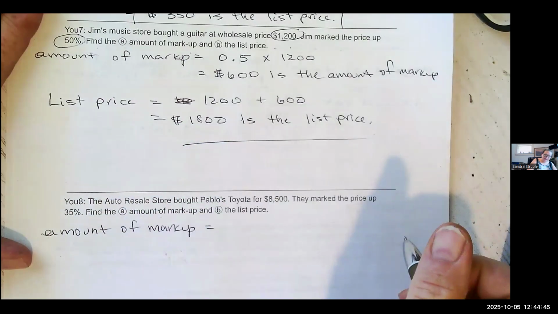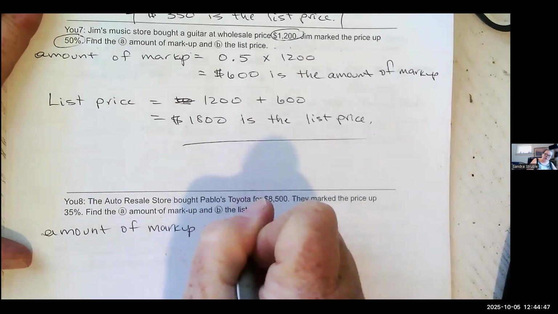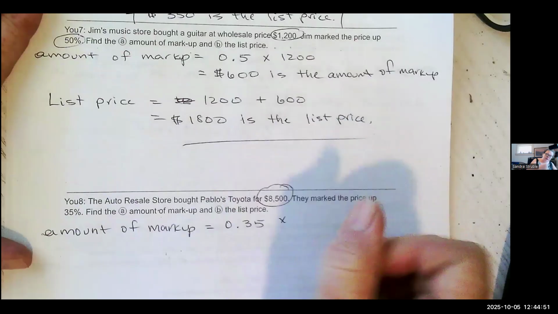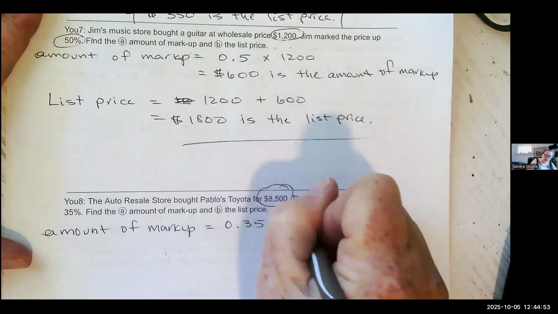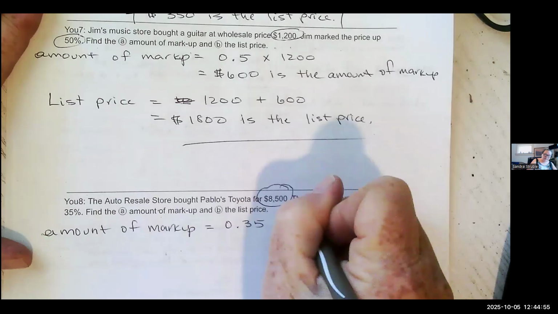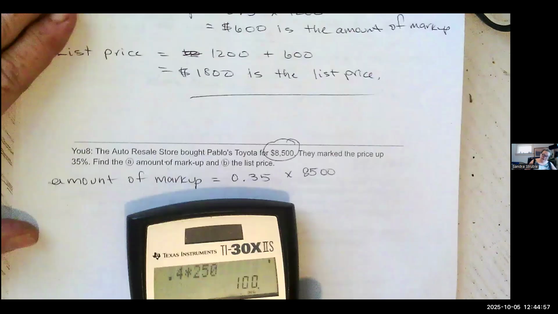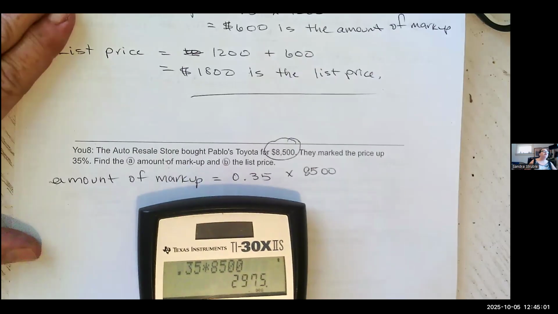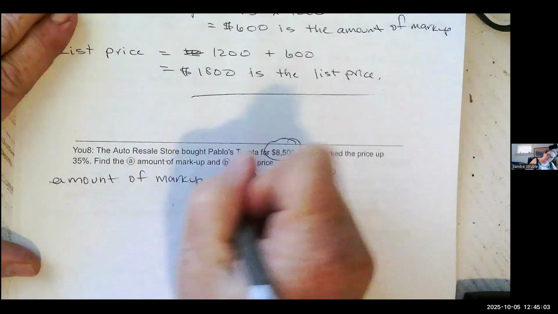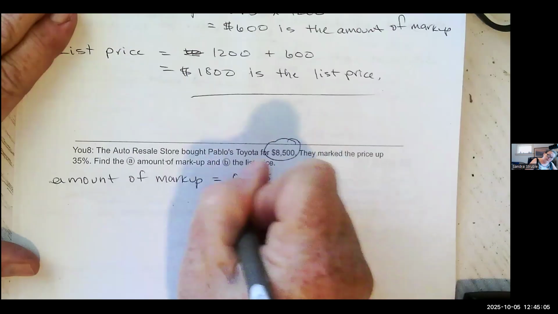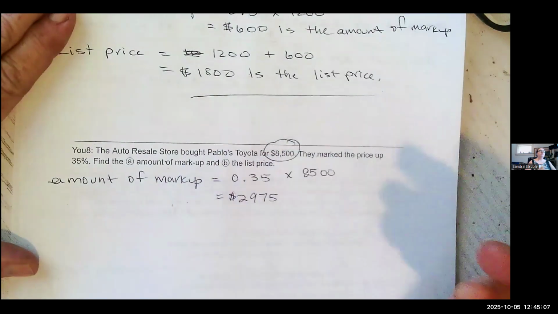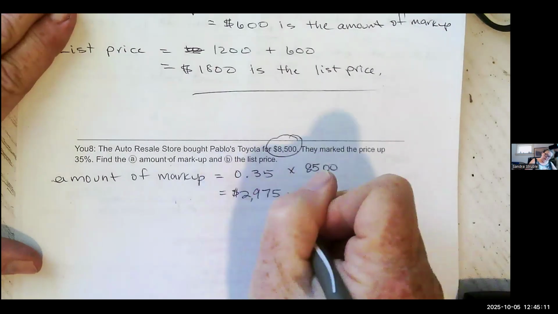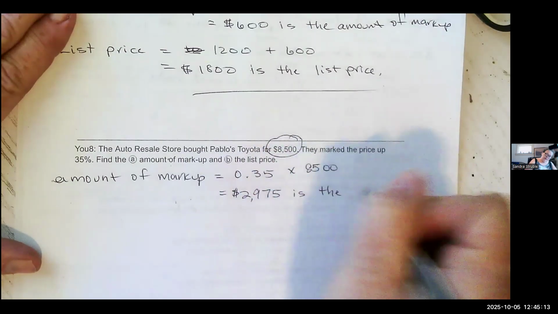The amount of markup is the percent in decimal form. So 35 divided by 100 is 0.35 times the wholesale price. They paid Pablo $8,500 for his car. So 0.35 times 8,500. They want to mark that car up $2,975. That's what they will make on top of what they paid for Pablo's car. That is the markup.